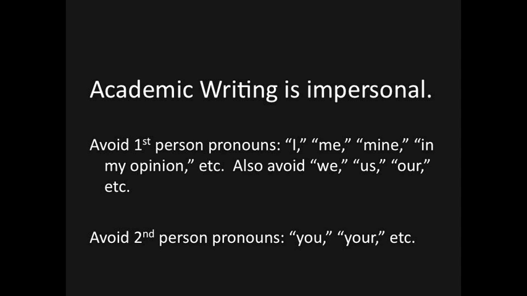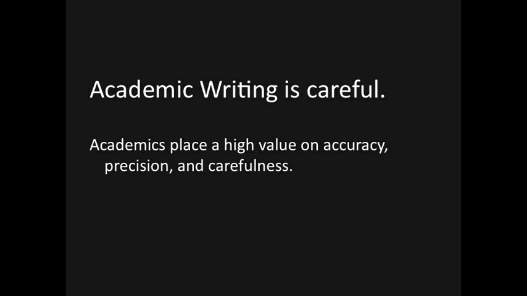Academic writing, in addition to being generally formal and impersonal, is also marked for being very careful. And what I mean by careful is that academics place a very high value on accuracy and on correctness. That means that you need to make sure the information you provide when you're writing in an academic context is accurate, comes from a high-quality source. And we'll talk more about the credibility of sources later when we start using source material, but it certainly plays a role here. It also means that you need to be precise.